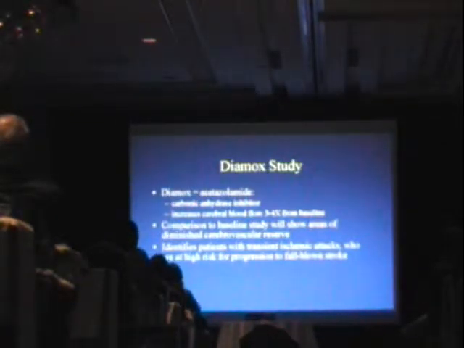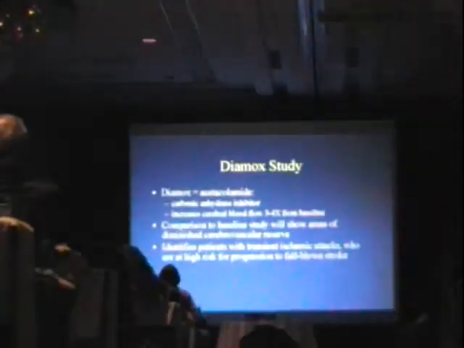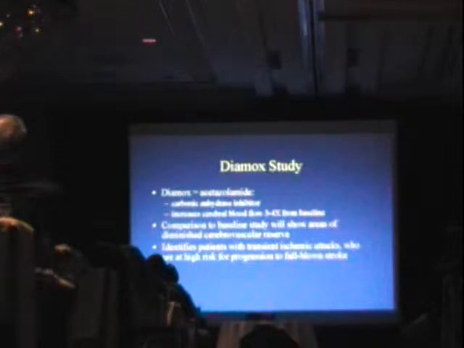Now, we sometimes supplement the imaging with a Diamox study. Diamox is acetazolamide. It's an inhibitor of carbonic anhydrase. Remember, back to basic pharmacology. Essentially, it's going to cause the carbon dioxide to accumulate within the brain, and that affects the autoregulatory system for the perfusion, and so it increases the blood flow. Some people say it's about 3 to 4 times above baseline. That's probably an exaggeration. In reality, most patients can be 1.5 to probably twice the baseline flow. Comparison to the baseline study then will show areas of diminished vascular reserve.